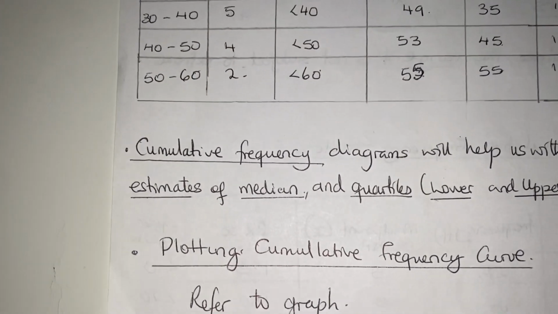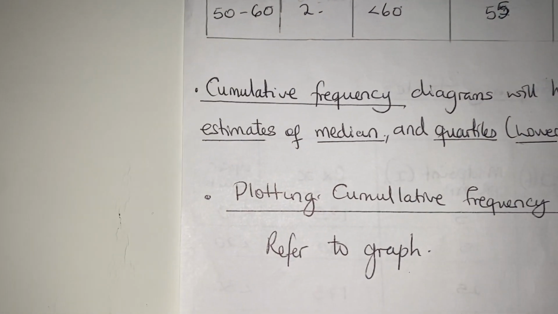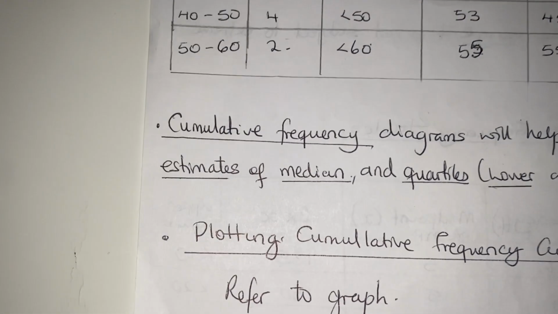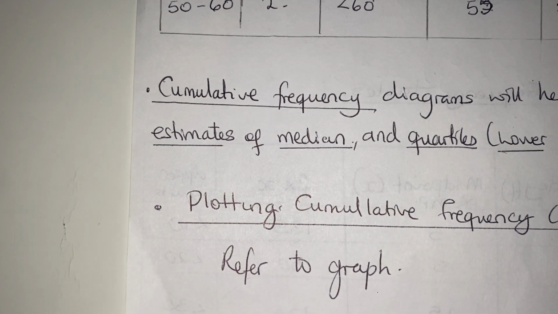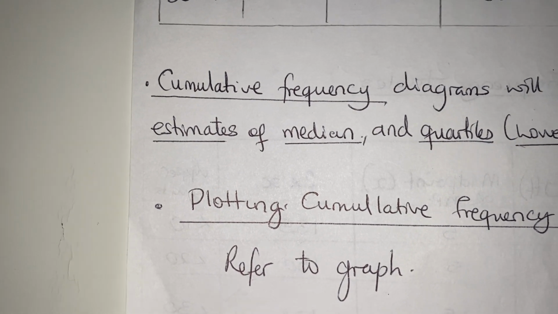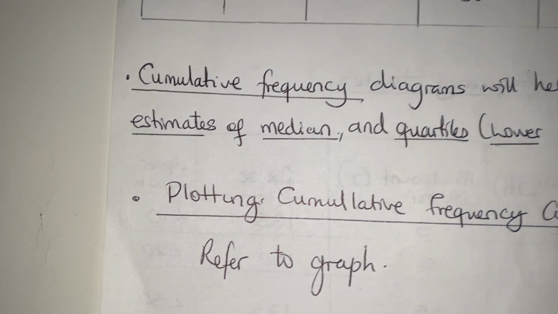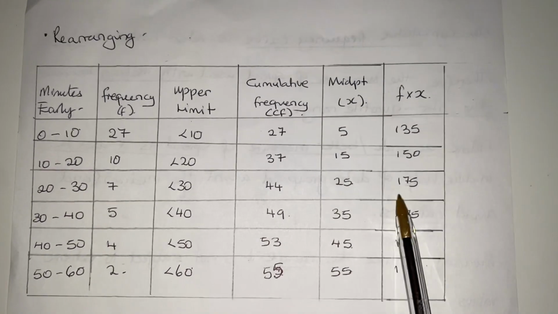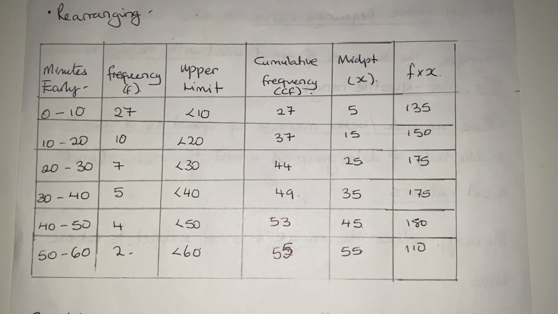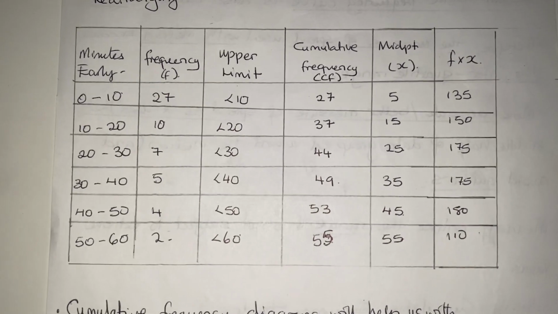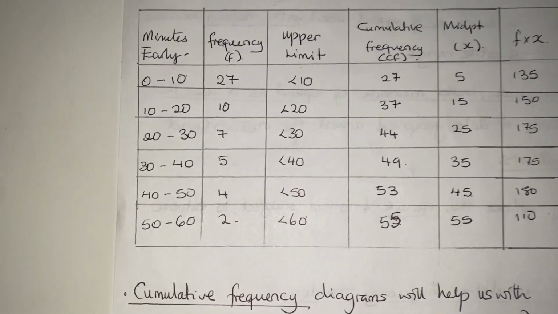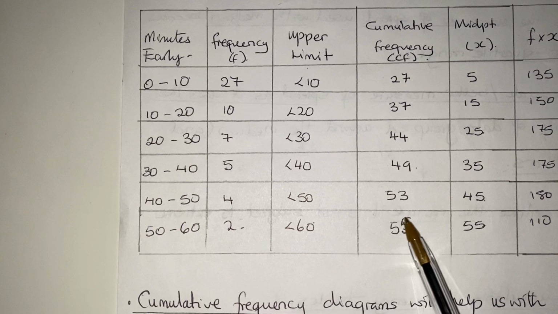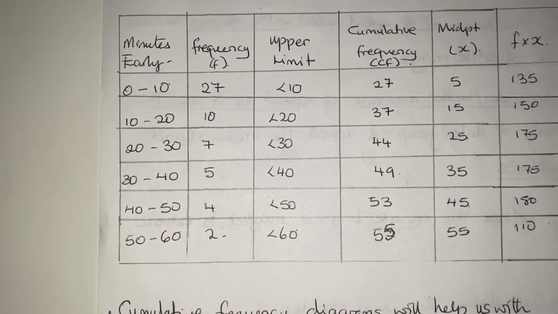So the cumulative frequency diagram will help us estimate the median and the lower quartile. But if you want to find the mean, then you have to do these extra 2 tables as I've shown you. But today we are not going to find the mean. I'm just showing you how to do the next 2 columns so that you'll be able to use it to plot a cumulative frequency graph.